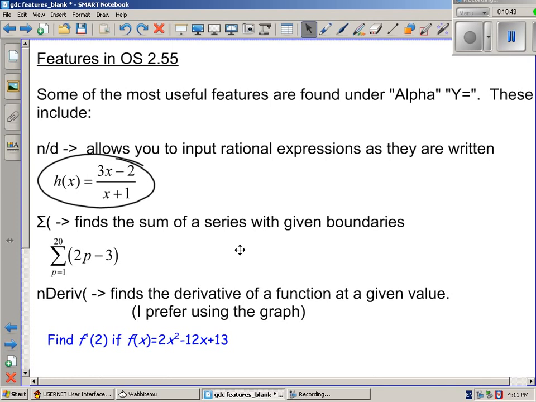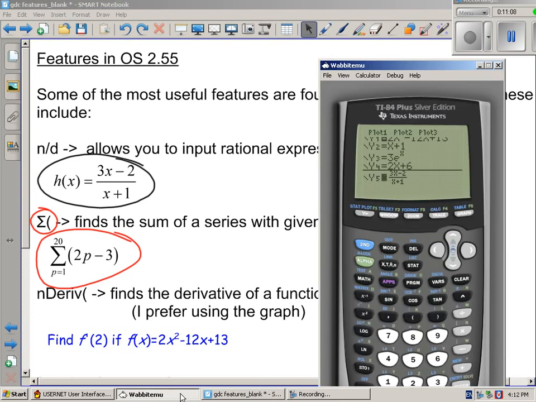Okay, the sigma is pretty nice as well. I don't think you should really need it, but it's nice to have there. So if I want to evaluate the sum of the first 20 terms, where each term is defined by 2p minus 3, obviously you can write the first few out, realize what kind of sequence it is, and find the sum of the corresponding series. But the other thing you can do is, we'll quit and go to a blank screen.